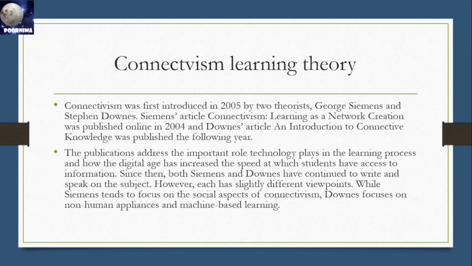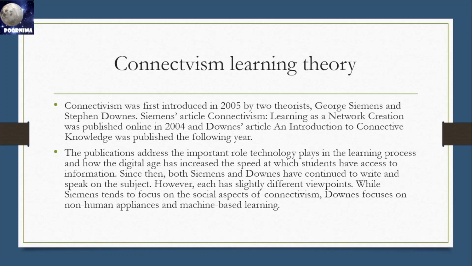Connectivism was first introduced in 2005 by two theorists, George Siemens and Stephen Downes. Siemens' article, Connectivism: Learning as Network Creation, was published online in 2004, and Downes' article, An Introduction to Connective Knowledge, was published the following year. The publications address the important role technology plays in the learning process and how the digital age has increased the speed at which students have access to information.